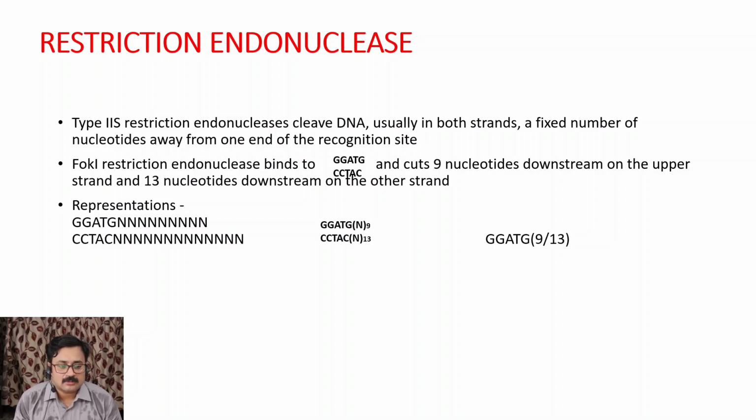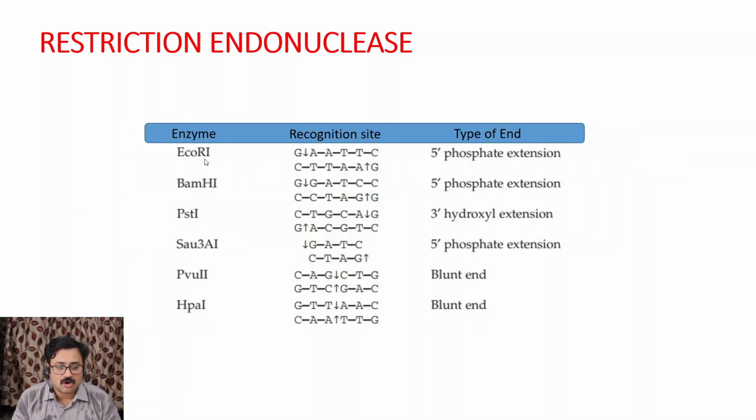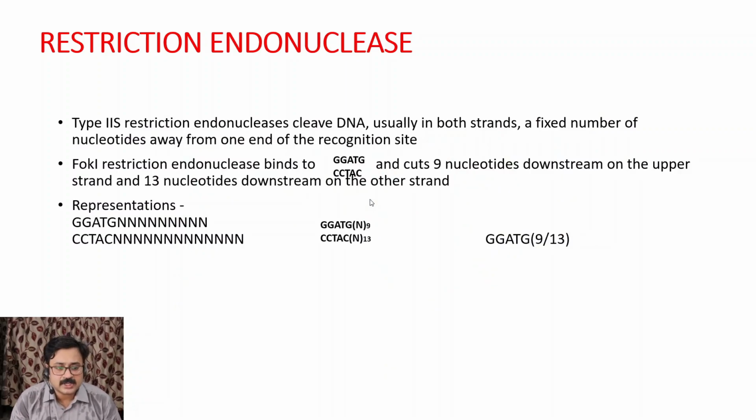Okay. Now there is another subgroup within this type 2 restriction endonuclease, which is called type 2S restriction endonuclease. What is the specialty about this is that they will go and bind to the specific recognition site, but they won't cleave within this recognition site. Now if you see the previous ones, all of these restriction endonucleases bind to this recognition site and cleave within this recognition site. But the uniqueness with this type 2S restriction endonuclease is that they will bind to this recognition site, but they won't cleave here.